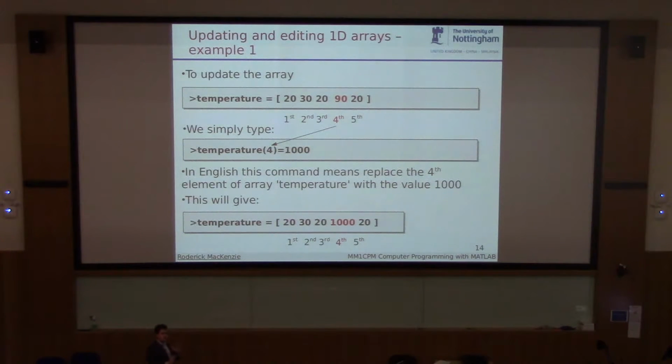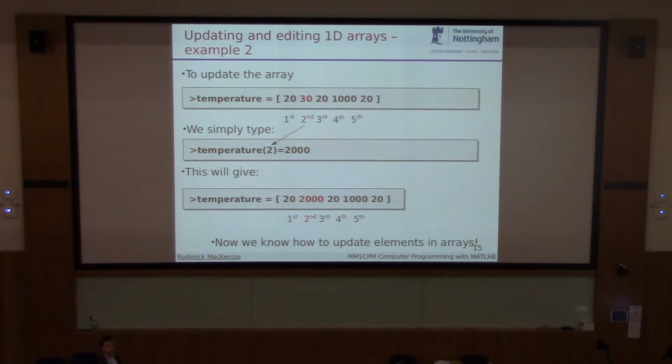So now we can manipulate arrays on really the bytes level. So imagine now our engine's getting hotter, and we get more temperature data from our system, and the computer needs to update the value of temperature in its stored array. So imagine now we need to change this second value in the array, which is a 30, to 2,000. All we'd do is we'd go temperature, this is the name of the array, open round brackets, 2, because we want to update the second element in the array, close round brackets, equals 2,000. And all of a sudden, we've got temperature equals 20, 2,000, 20, 1,000, 20. And now we can update any element in an array.